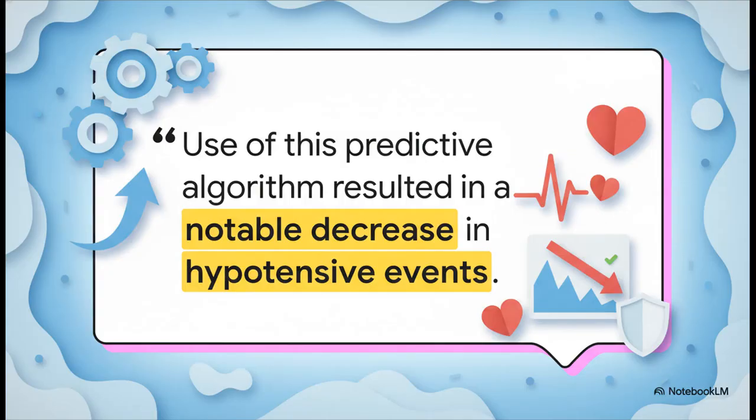The study's conclusion really says it all. The authors wrote that using this predictive algorithm led to a notable decrease in hypotensive events, and they go on to say that this suggests that making that shift from reactive to proactive management isn't just a nice idea. It's actually possible, and it is clinically beneficial for our patients.